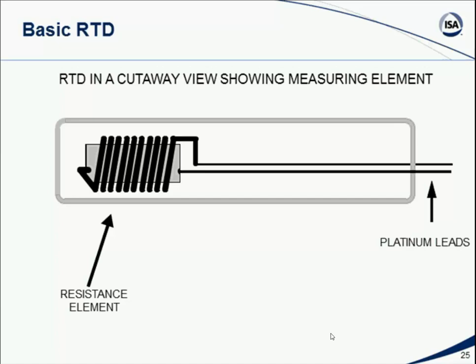So an RTD, in essence, is just a wire, usually wound in a spool around some carrier, like a small strip of glass or mica, to give us a lot of surface, and we send an electrical current through this wire, and we measure the resistance change as the temperature changes.